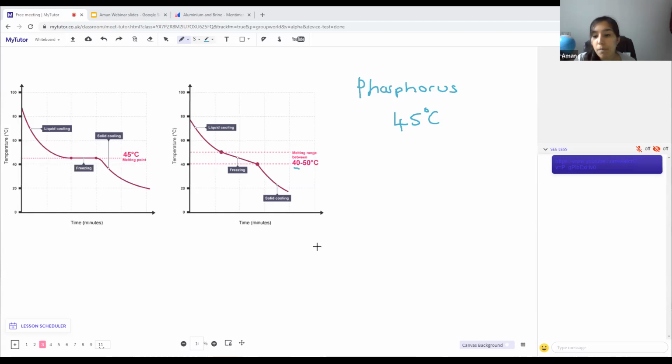So most pure substances will be made of either one element or one compound.